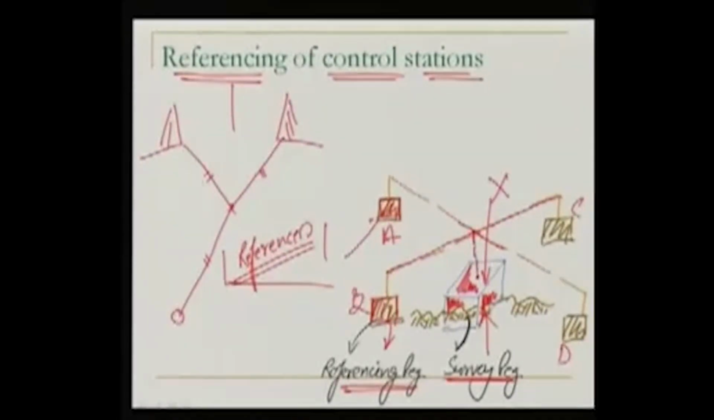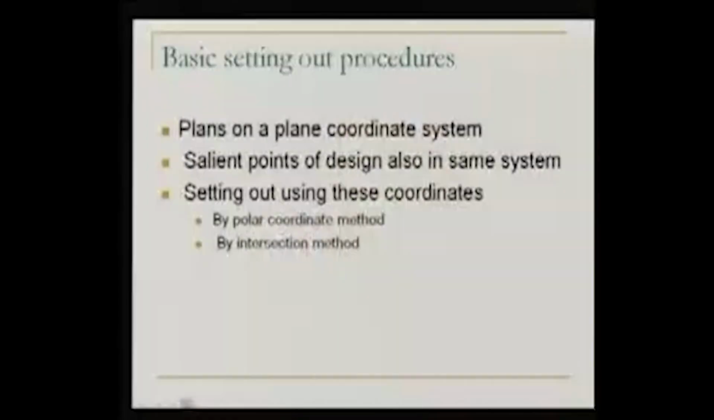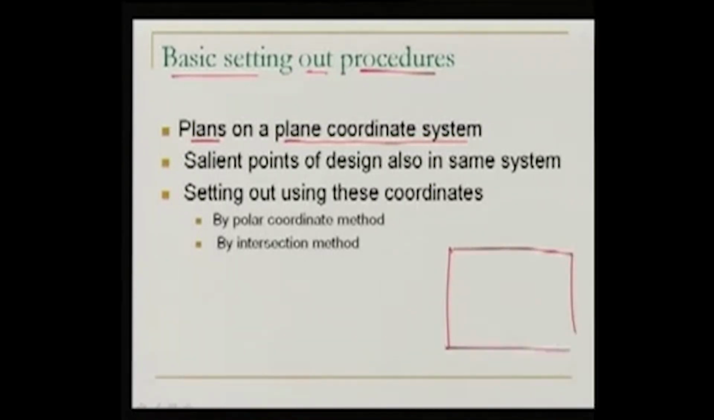Now we will go for the basic procedures which we need to follow in setting out. So, basic setting out procedures. We'll talk about these one by one in detail, but overall what we can say is that the plans or our maps are always on a plane coordinate system. If we have a map, our map has a coordinate system with it. Always we can assume x and y as the coordinate system along with the map.